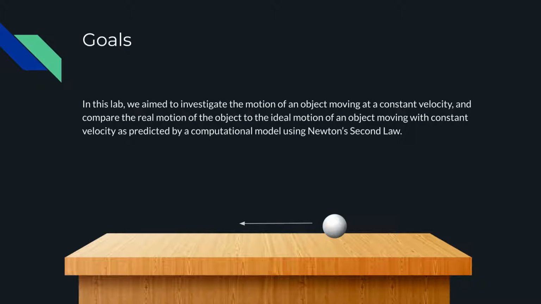In this lab, we aim to investigate the motion of an object moving at a constant velocity and compare the real motion of that object to the ideal motion of an object moving with constant velocity as predicted by a computational model using Newton's second law. So, why would we want to do this? Well, we're trying to determine whether an object moving in real life at a constant velocity would actually follow the path predicted by Newton's second law of an object with zero net force acting on it. For this lab, I decided to observe the motion of a ping pong ball as it moves to the left along a flat surface.